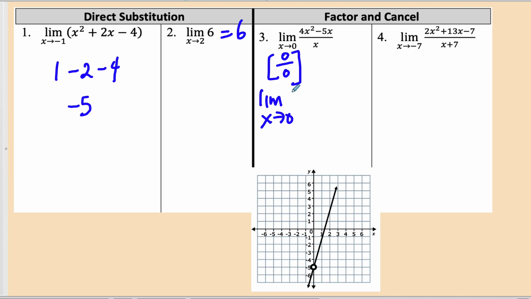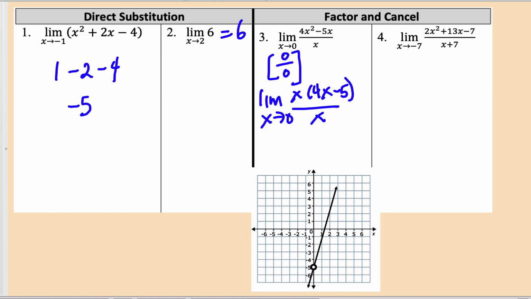I'm going to factor the numerator, and I'm going to look at this, and if I were to just put this in my calculator, I would get a line with a hole in it, and the hole is at x equal to 0. Here's where x is equal to 0.